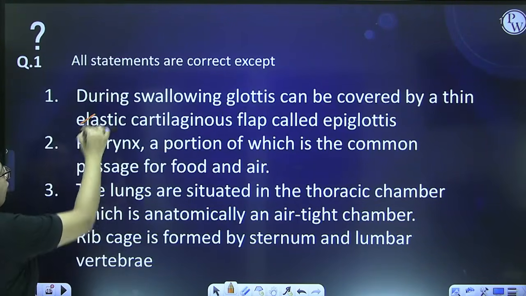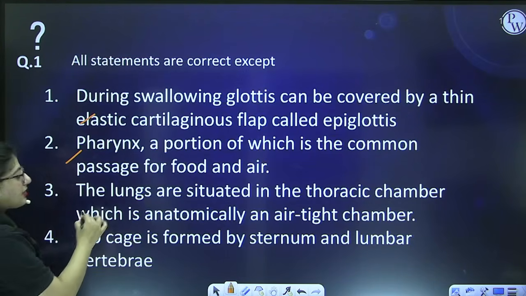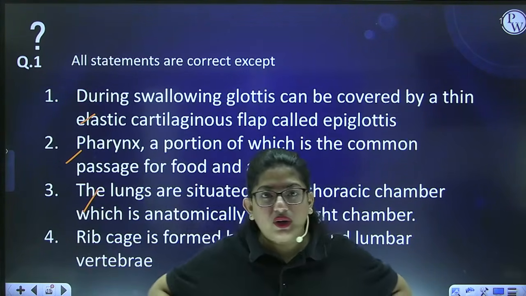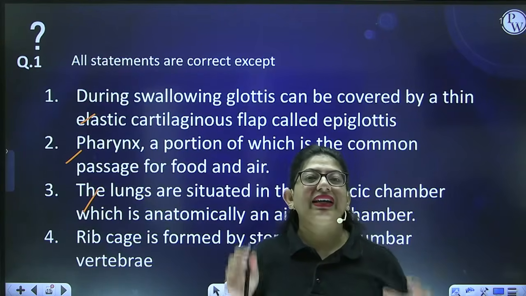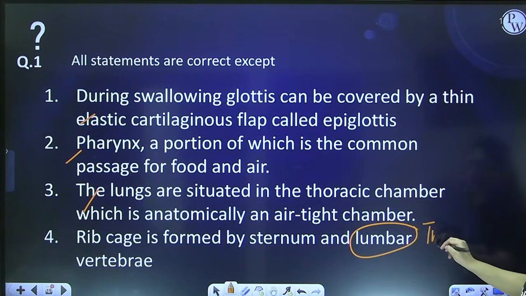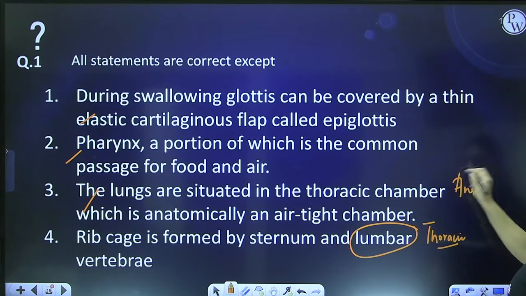Yes, pharynx is a common chamber for food and air. True. Yes, it is present in an airtight chamber. Can you see any air coming out from this one? No. So thoracic cavity is completely an airtight chamber. Whereas rib cage is not formed from lumbar, rather thoracic vertebrae. Okay. So answer to this question will be 4.